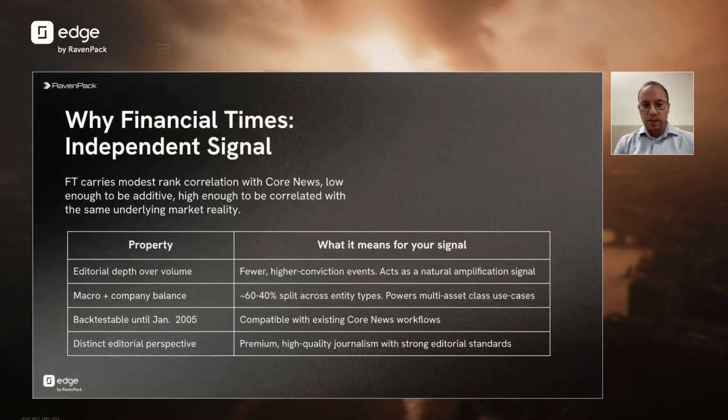What's also interesting with the Financial Times dataset is that you have quite a rich history. The dataset goes back to January 2005. So you have about 20 years of data, which is in line with our other premium data sets that we have with the core news feeds.